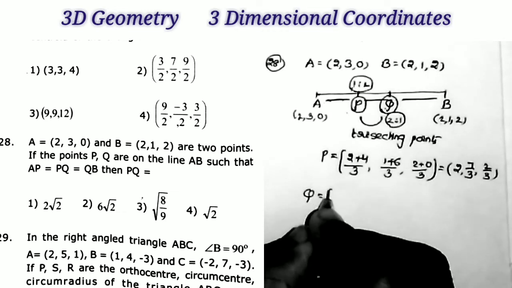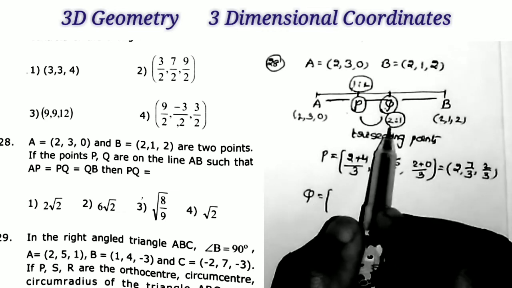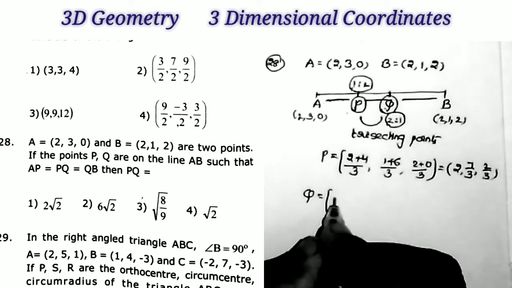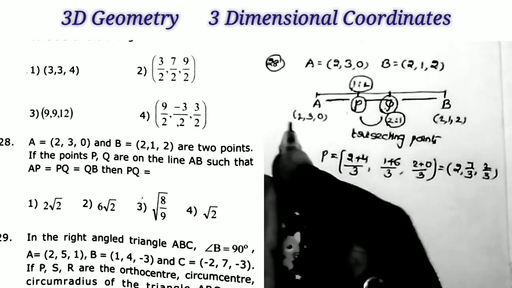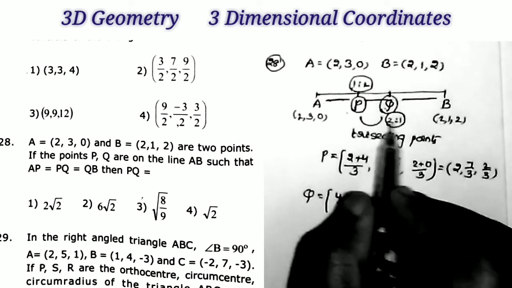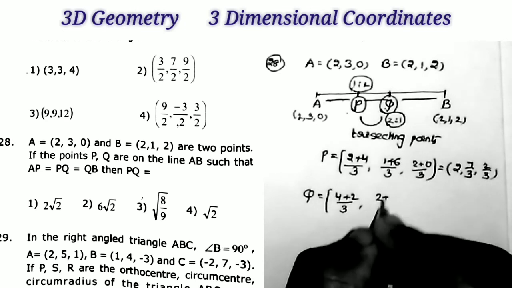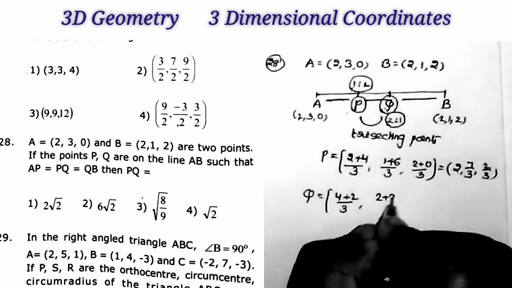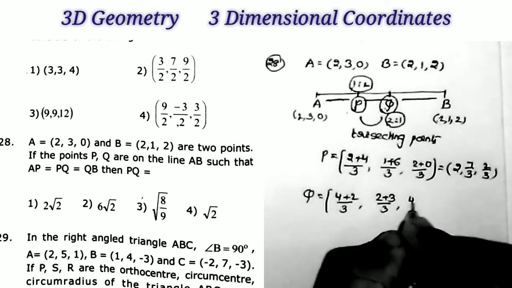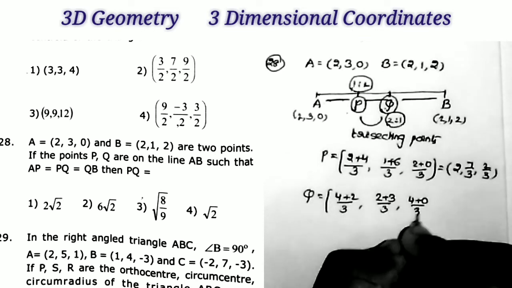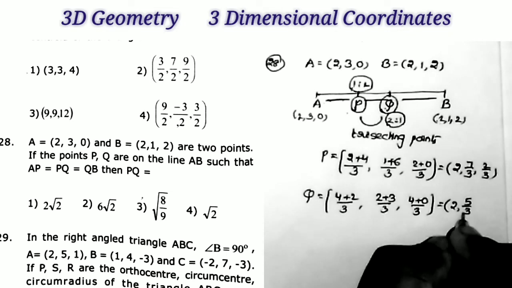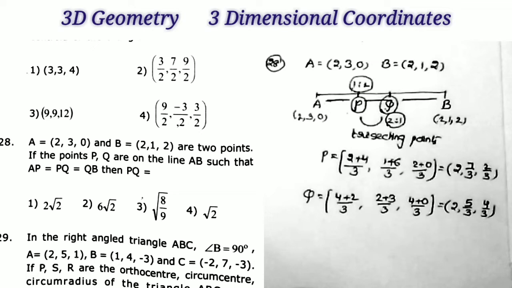And what are the coordinates of Q here? Q is the point dividing the line segment in the ratio 2:1. So mx2 plus nx1, 2 into 2 plus 1 into 2, by 3. And my2 plus ny1, 2 into 1 plus 1 into 3, that is 5 by 3. And mz2 plus nz1, 2 into 2 plus 0, by 3. So this is equal to 2, 5 by 3, 4 by 3. This is the Q point.